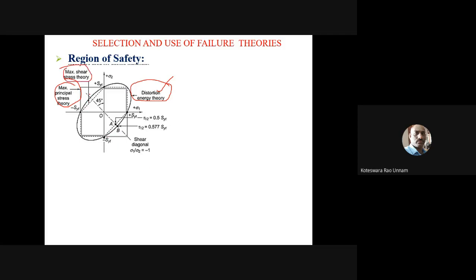Also here, if you draw the line for pure shear, sigma 1 and sigma 2 are the principal axes. If I draw a line at 45 degrees, this is the plane of maximum shear stress.